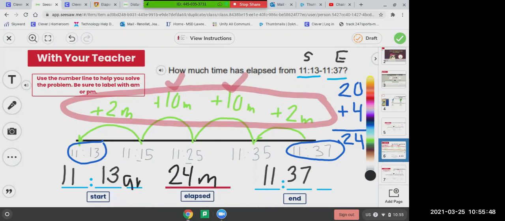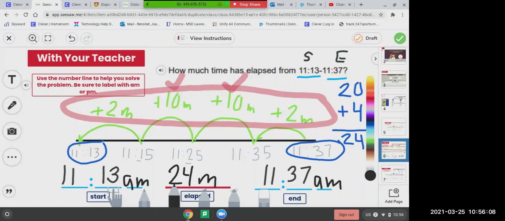AM for this problem. And it will stay the same at my end time because our hands have not passed the 12 o'clock hour. Great job doing number 6 with the class.